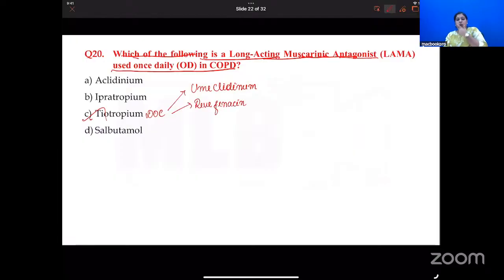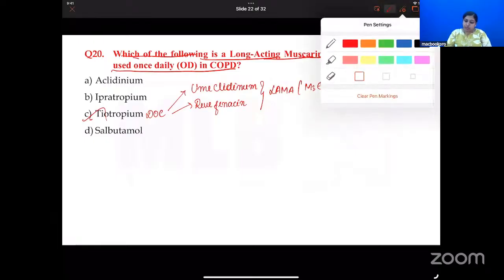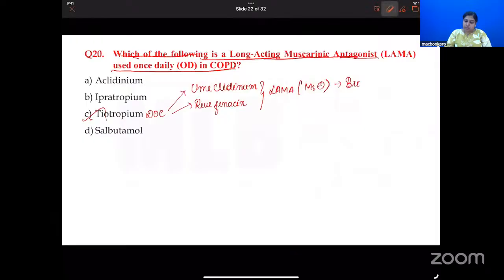These drugs are considered to be long-acting muscarinic antagonists. Muscarinic antagonists inhibit the M3 receptor, right? So what is the effect? It is going to cause bronchodilation. Right, this is going to cause bronchodilation.